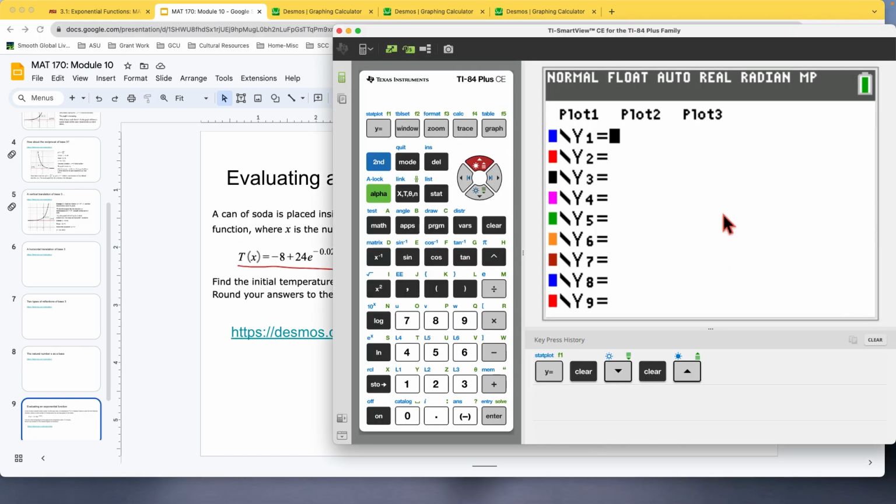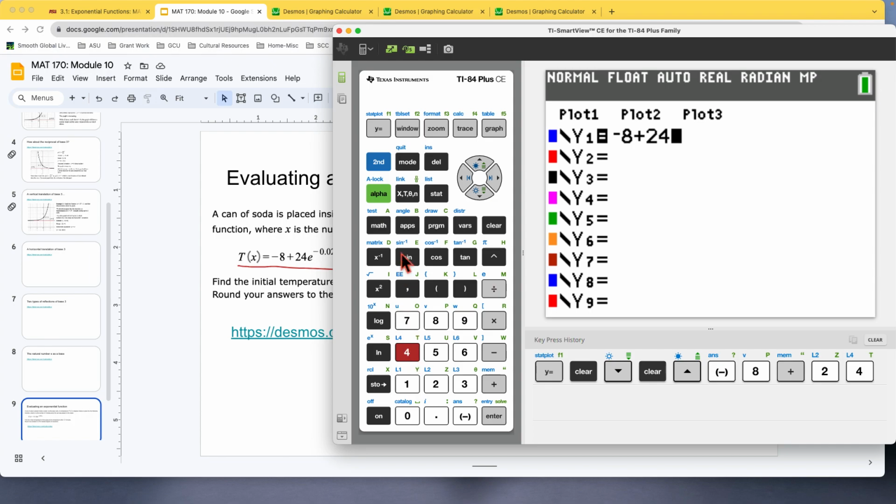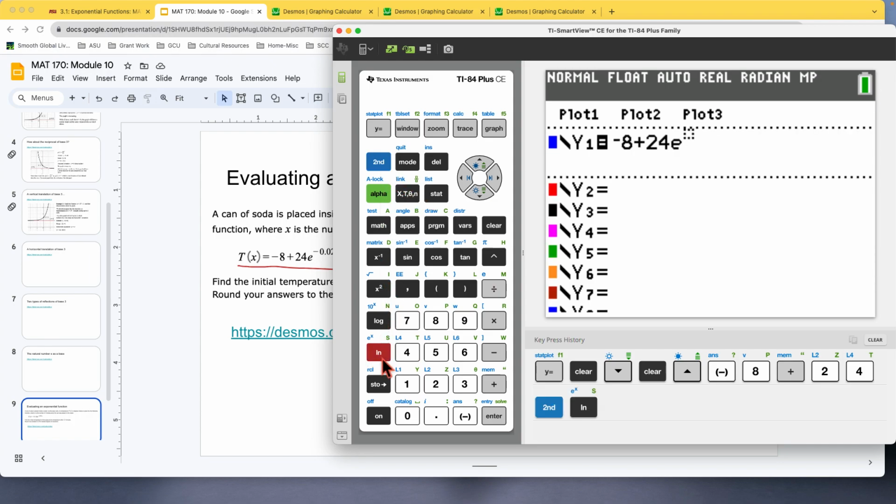So we actually just enter it in. There's this negative key. On a TI-84, you've got to be careful. This one is for subtraction, and this is the negative key. So negative 8 plus 24. Then your E key: there's this ln, which is the natural logarithm, we'll talk about that on Thursday. But e to the x is in blue, so we have to go second, e to the x. There, we got it, and notice it gives us that exponent.